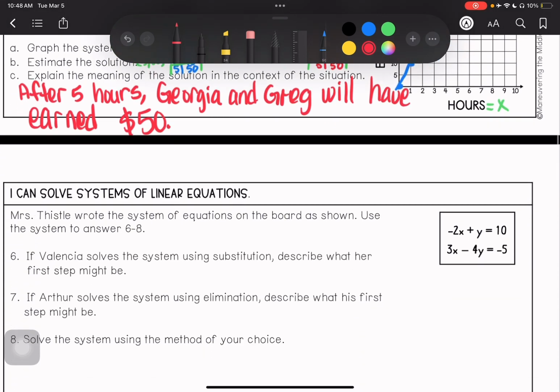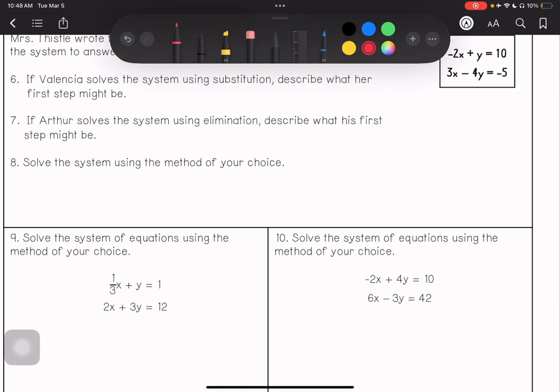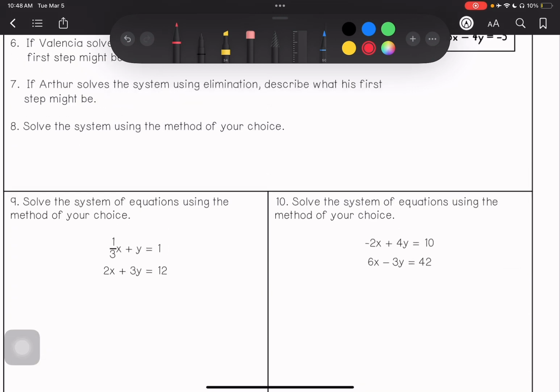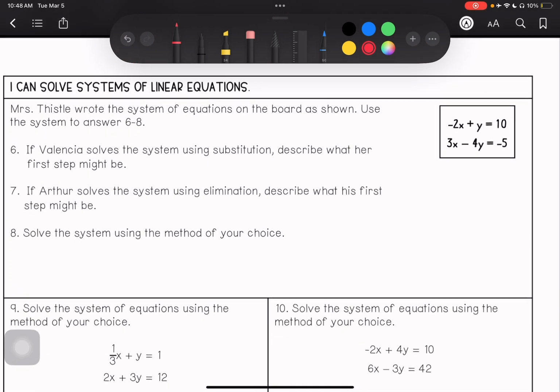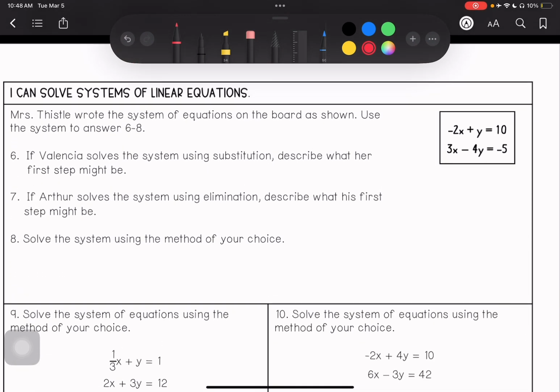Okay, that's page 1 of your study guide. Now on to page 2. Page 2, I can graph systems of linear equations. It says Mrs. Thistle wrote the system of equations on the board. Use the system to answer questions 6 through 8. Okay. It says if Valencia solves the system using substitution, describe what her first step might be.